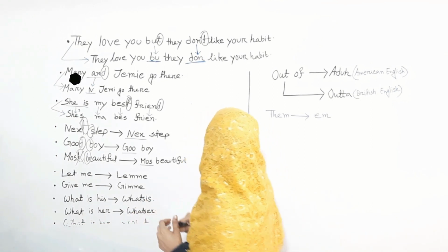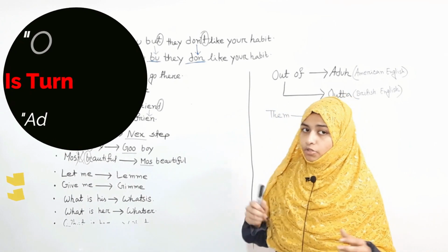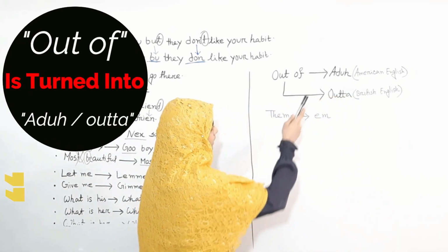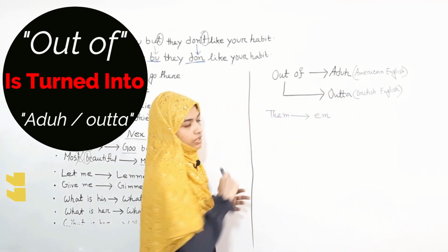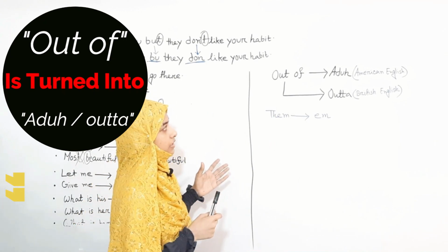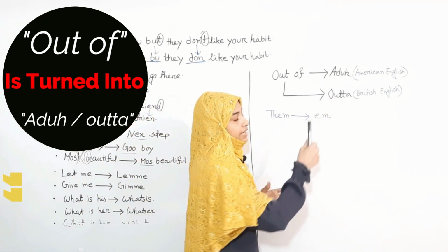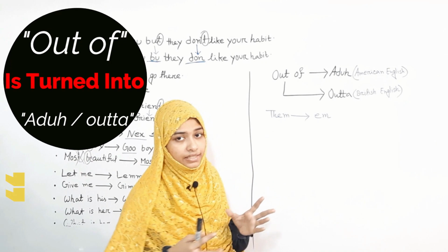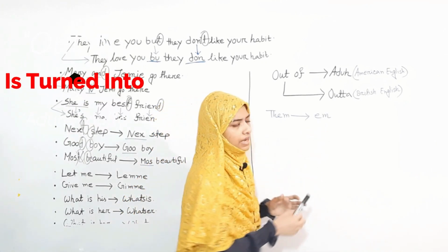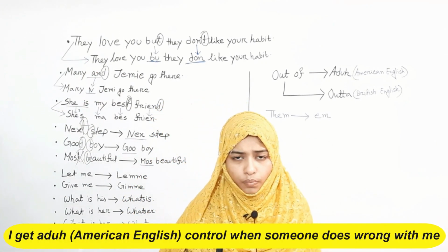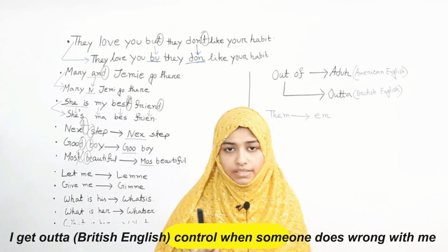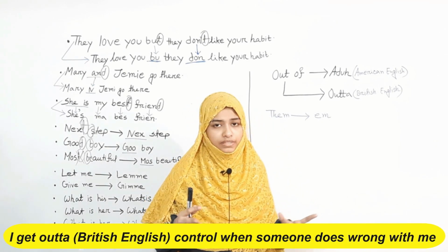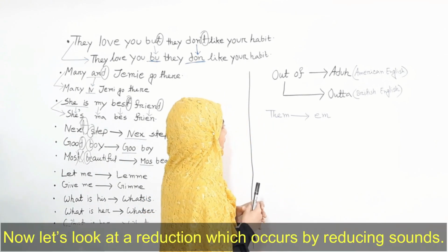Okay? Then "out of." These two words are combined together and make "ada" or "outa." If you follow American English, you will say "ada," and if you follow British English, you have to say "outa." I get out of control when someone does wrong with me, or you can say I get out of control when someone does wrong with me, okay?